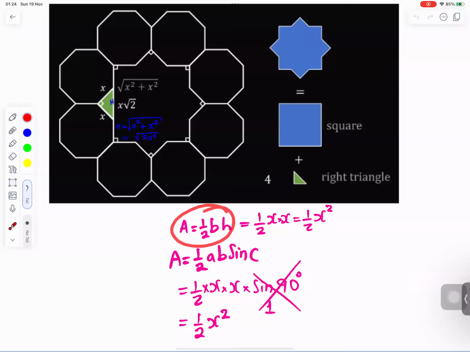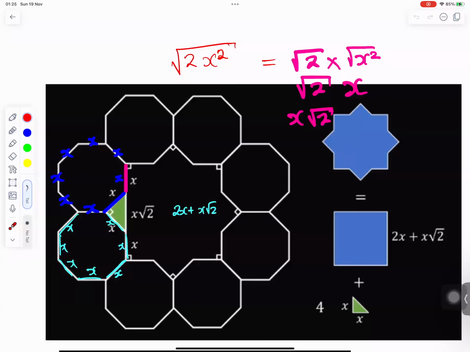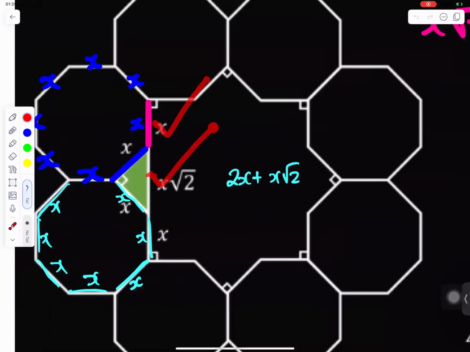An area of a triangle is half base times height, half x times x, half x squared. If you use half AB sine C, but sine C is sine 90 because the angle is 90, sine of 90 is 1. So that's how it gives you half x squared for the area of the triangle. But that's information to show how you find square root of 2x squared to get x root 2. Now you want to find the length of the square. You add those 3. You add x plus x root 2 plus x to get that length. So x plus x is 2x plus x root 2. So you got that.